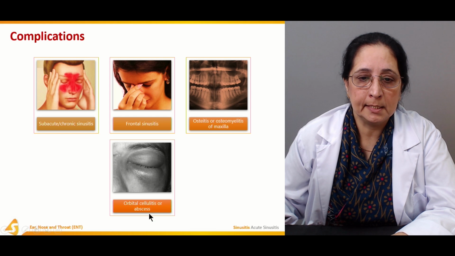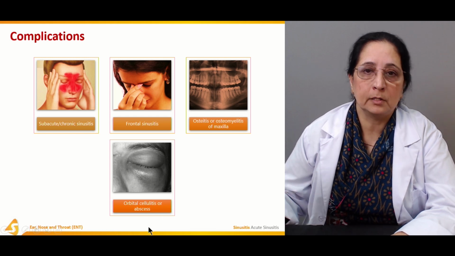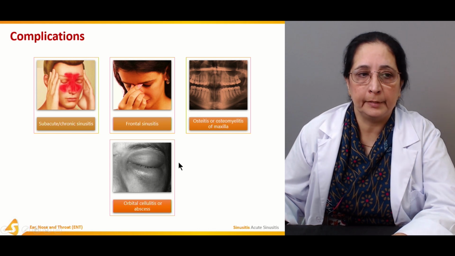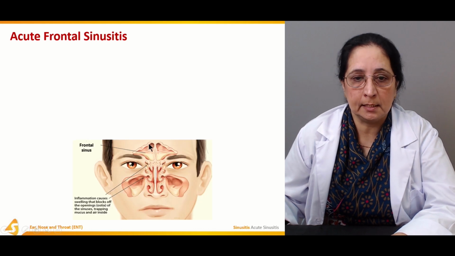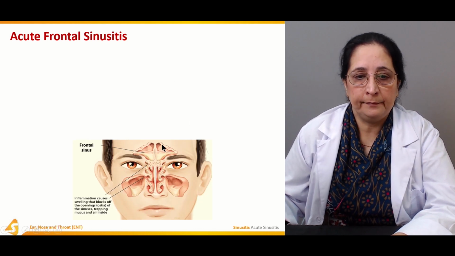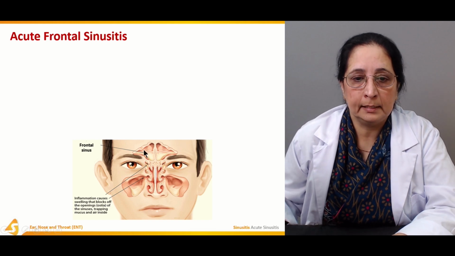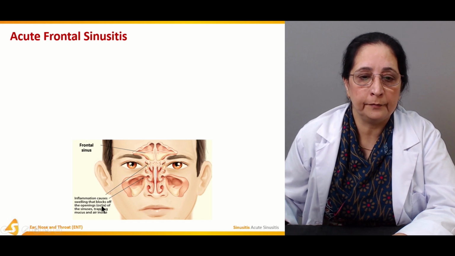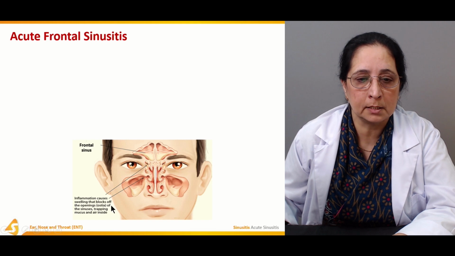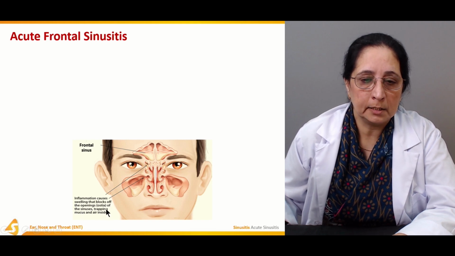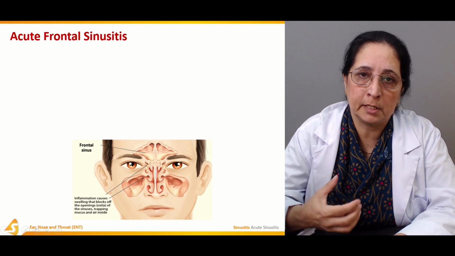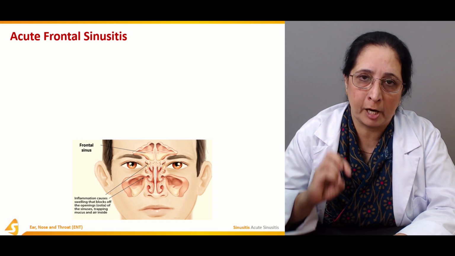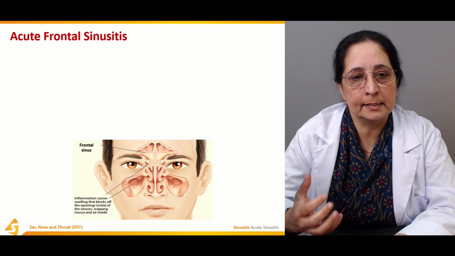Then we have orbital cellulitis or abscess, which can also occur as a result of the complication. Then acute frontal sinusitis. These are the frontal sinuses, and if they become inflamed, this leads to frontal sinusitis. Inflammation causes swelling that blocks the opening, the ostia of the sinuses, trapping mucus inside. So if the ostia is blocked, the mucus is trapped inside and causes severe symptoms.